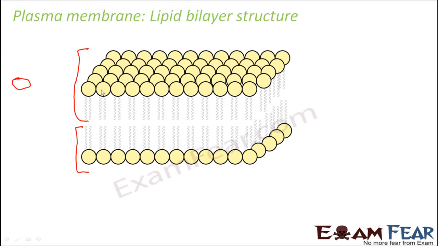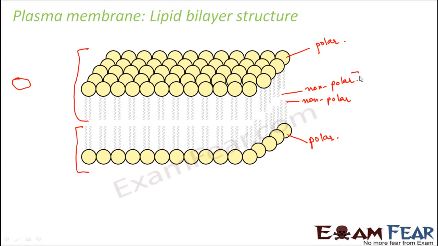So here these balls which you see, that represent the polar end of the lipid. And this other end, the tail, represents the non-polar end of the lipid. So the two layers of lipids are arranged in such a way that the non-polar ends of both the lipids face each other. So this is the non-polar end of this lipid, and this is again the polar end of this lipid.